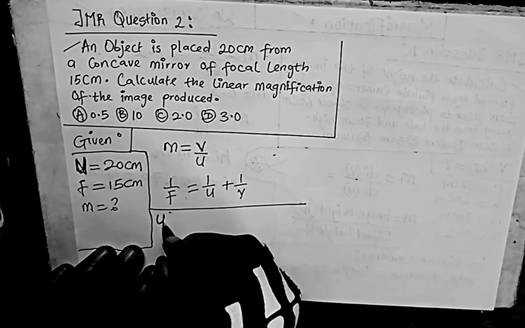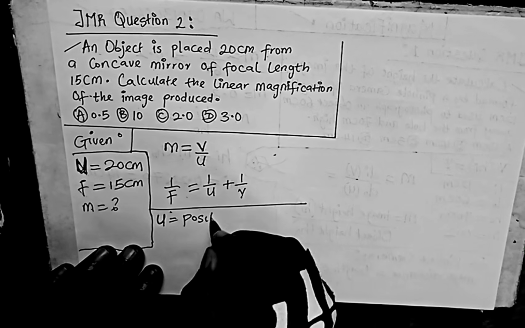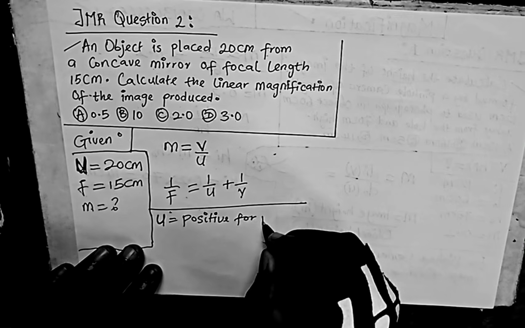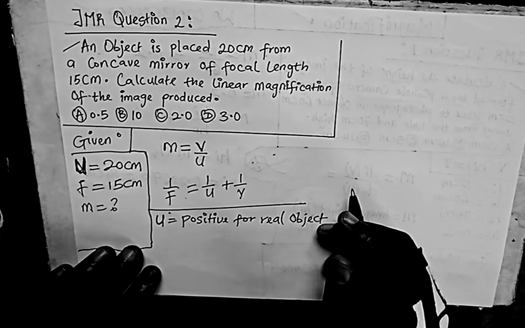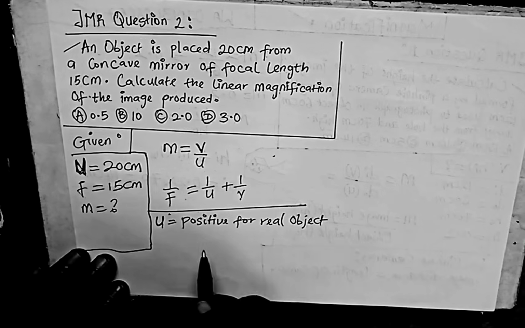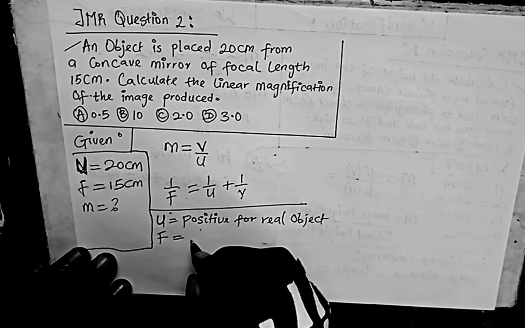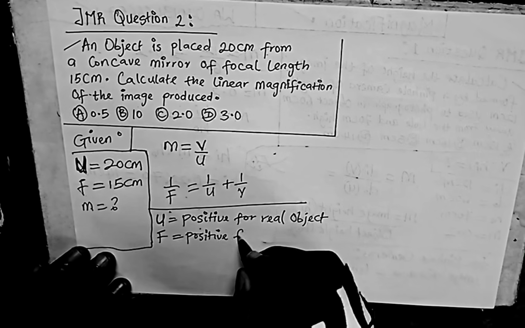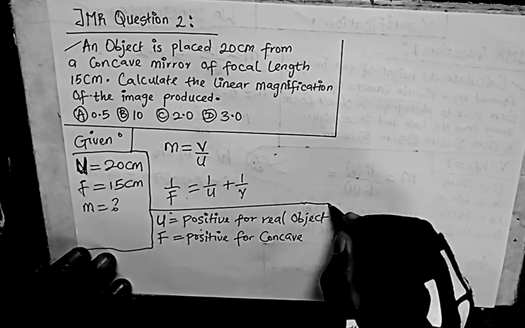Note first: the object distance, U, is positive for real objects, so we use plus. The focal length is also positive for a concave mirror, so we use plus. I taught all these things before in my lesson notes.